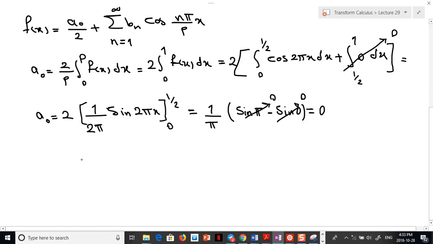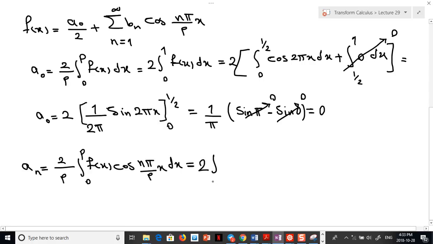So now we have to find an. Based on the definition of the cosine series, an is equal to 2 over p times the integral from 0 to p of f(x) cosine n pi over p x dx. Since p is equal to 1, we have 2 times the integral from 0 to 1 of f(x) cosine n pi x dx.